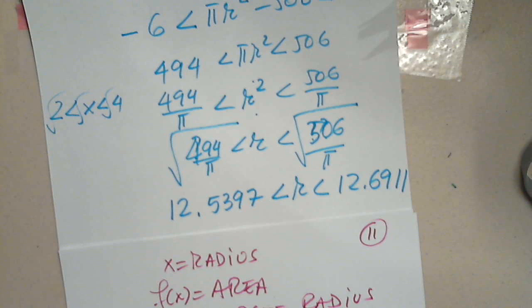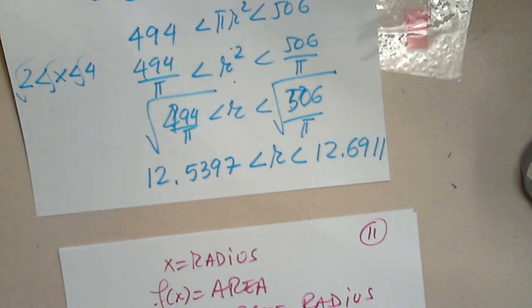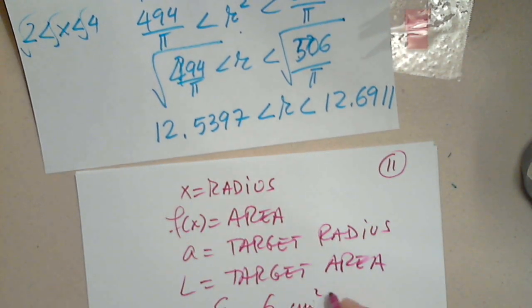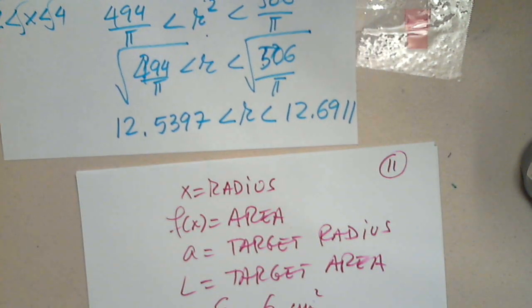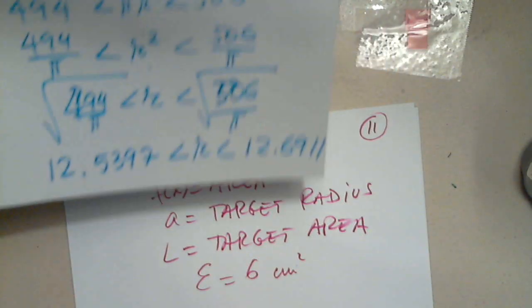It's not the area, it's not the radius, it's not the target area, it's not the tolerance. What is L? Of course, the target area. Very nice problem. What value of epsilon is given? Of course, we discussed that. The epsilon, in my case, is 6, of course, centimeters squared. What is the corresponding value of delta? Oops, I haven't calculated delta yet.